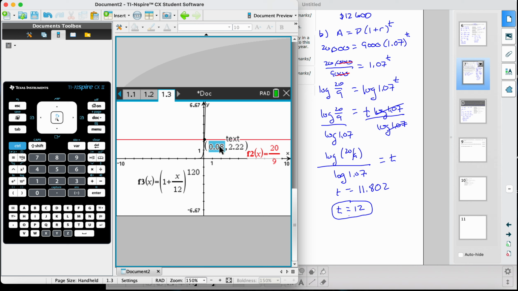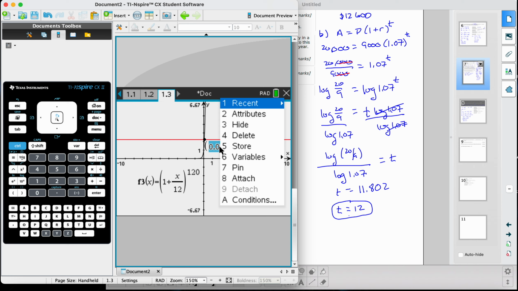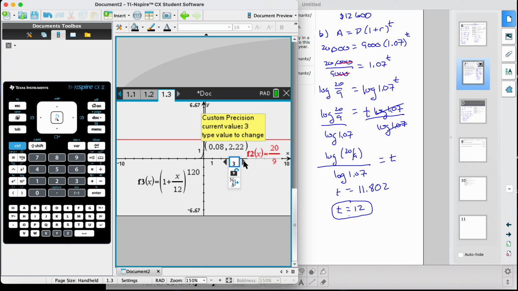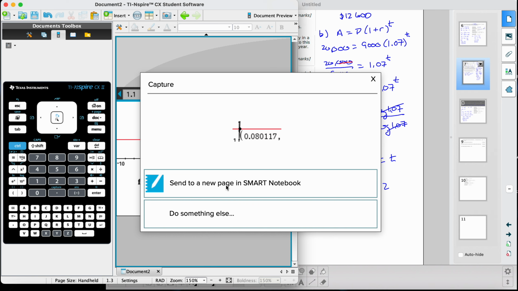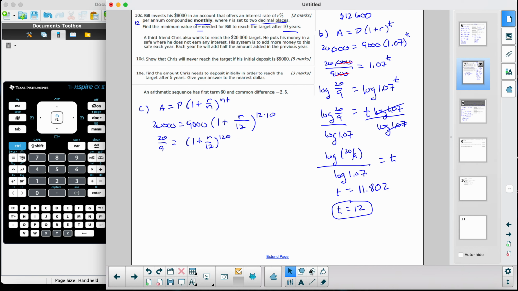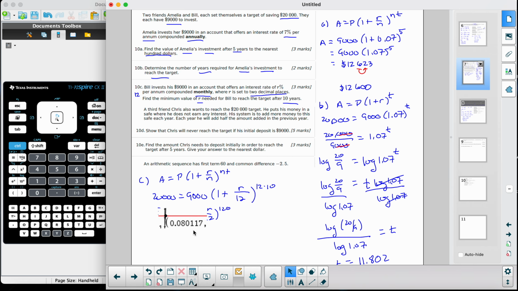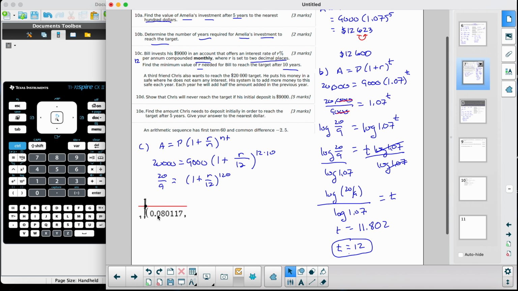So we get 0.08. Now, there is a way to increase the decimal places. You have to highlight it, attributes, and we need our precision to like 4. So let's do that. I did 6. Okay, so now this is better because they wanted it to 2 decimal places, right? Let me just capture that and throw it on the page here. It's the x value, and we get that for r.